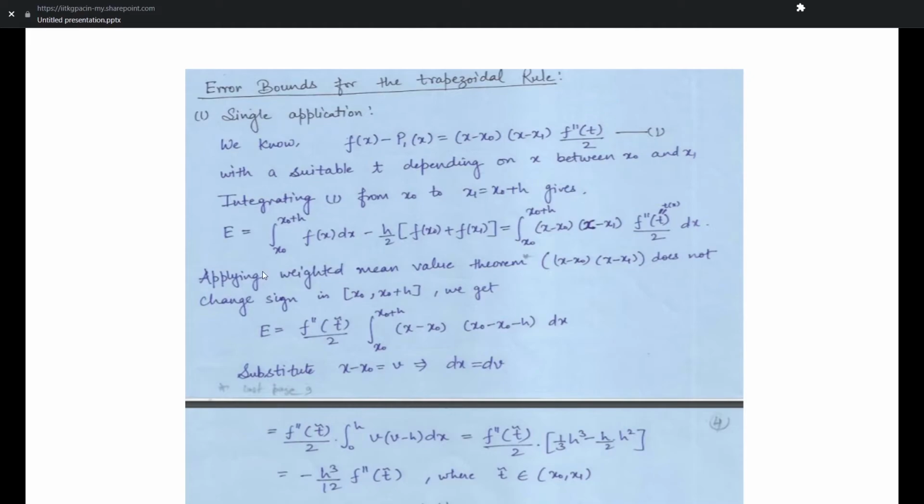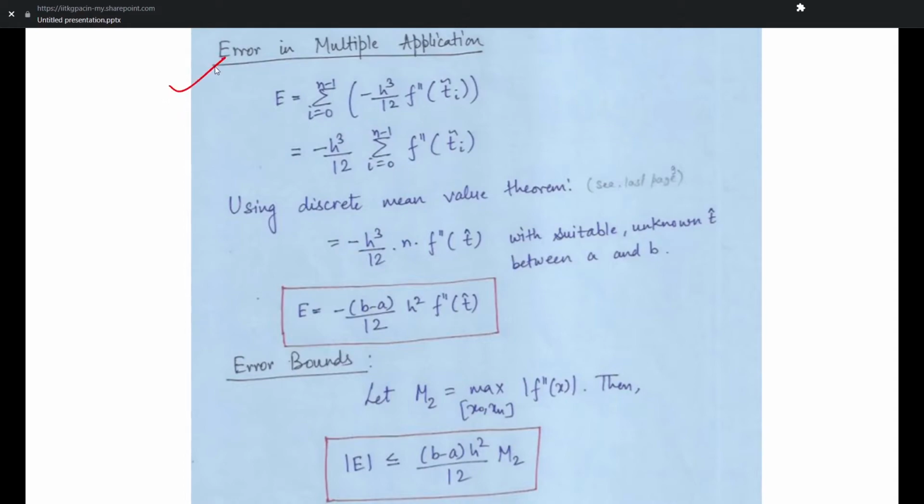Now let us look into error bounds for the trapezoidal rule. In case of single application, our expression of error is something like this. You can pause the video and look into its derivation. It is of the order h cube. And in case of multiple application, our expression of error is something like this. It is of the order h square.